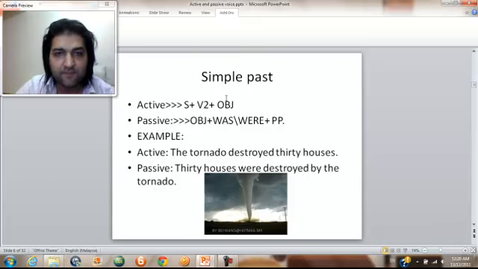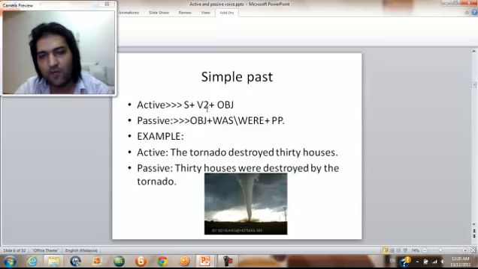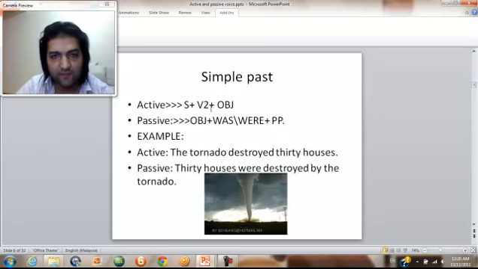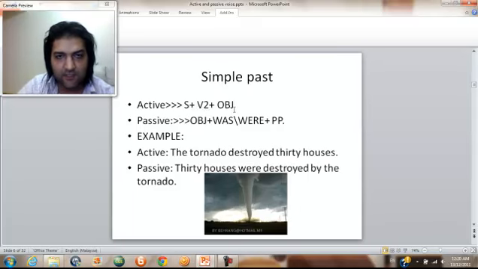Simple past. Well, the active structure goes subject plus V2, which stands for the second form, the past form of the verbs, plus object. And here we have object plus was or were, because it's simple past, plus past participle. Look at the example here.